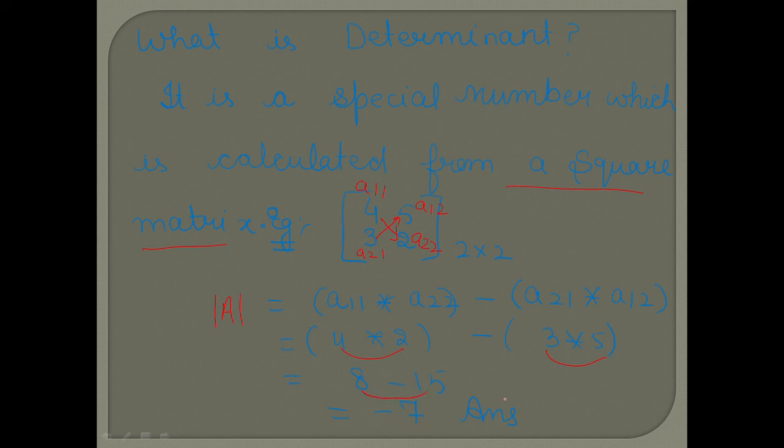This is the determinant of a 2 by 2 matrix, which is a square matrix. So we can say that it's a special type of number which is calculated only from a square matrix.